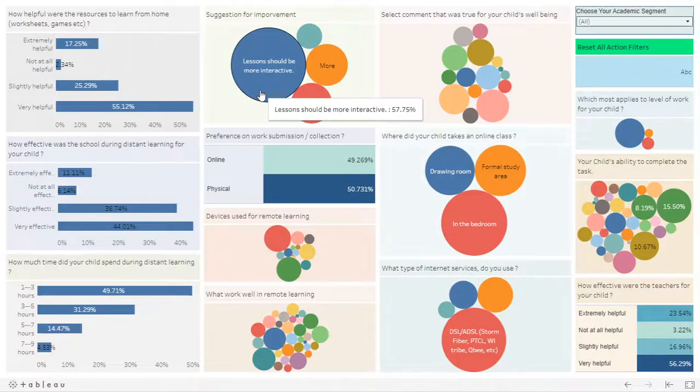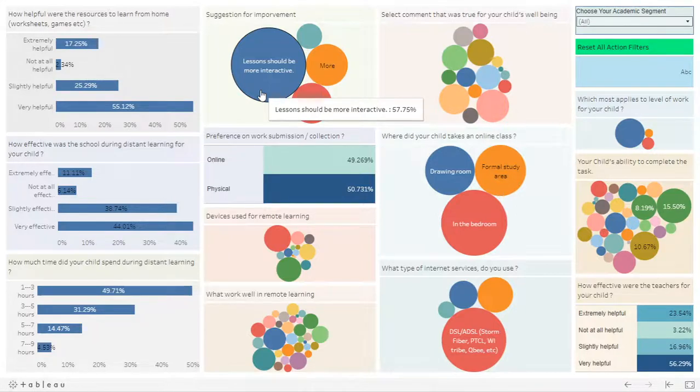Majority have suggested, like 57% of them says that the lessons should be more interactive. So I hope you will get an idea how to use this dashboard in a first go, but let me give you more important information about this dashboard.